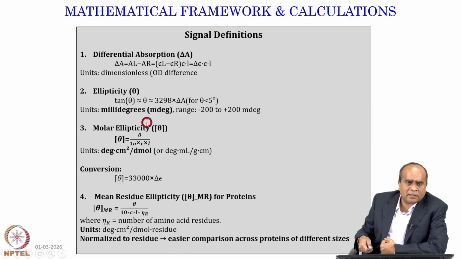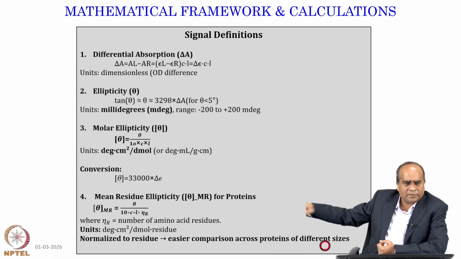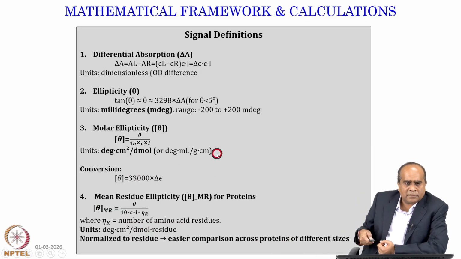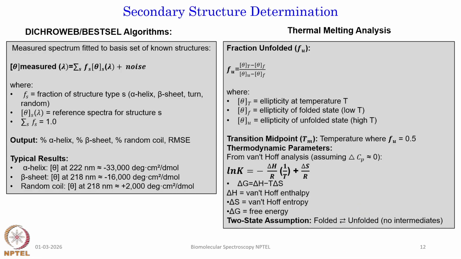So, you can either measure ellipticity, molar ellipticity or mean residue ellipticity, which helps in normalizing to the residue and is easier for comparison across proteins of different shape and size, because a bigger protein can have a different molar ellipticity or ellipticity. If you factor in concentration, this will be concentration dependent; if you factor in residues, it will be per residue contribution. So, these are the different ways we represent the ellipticity, right.